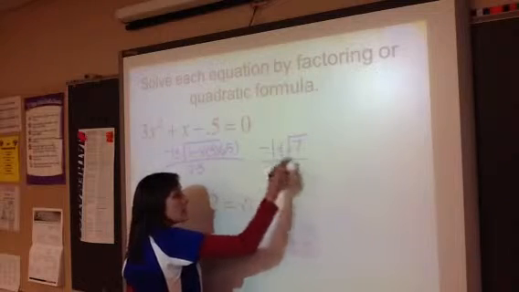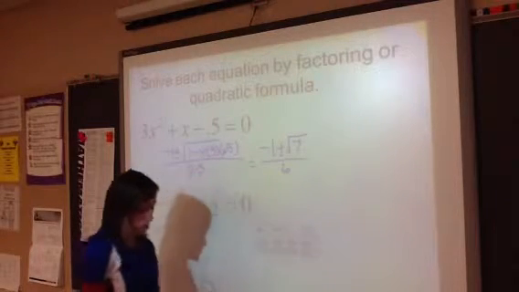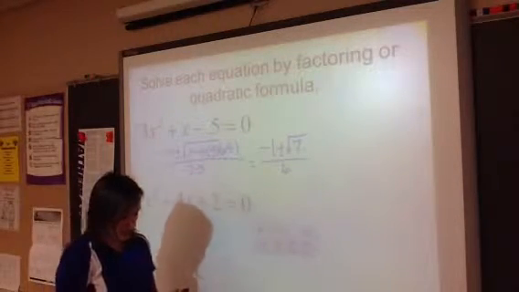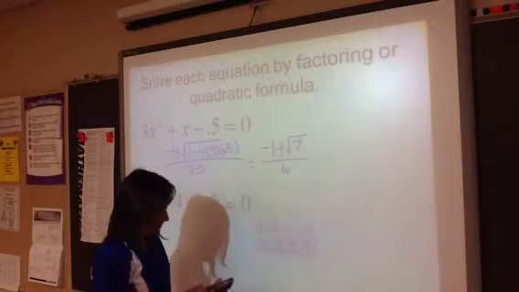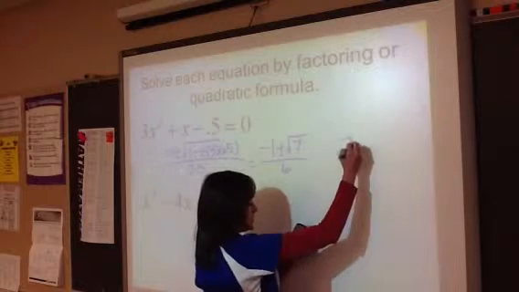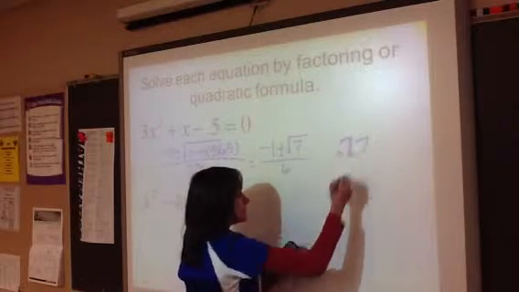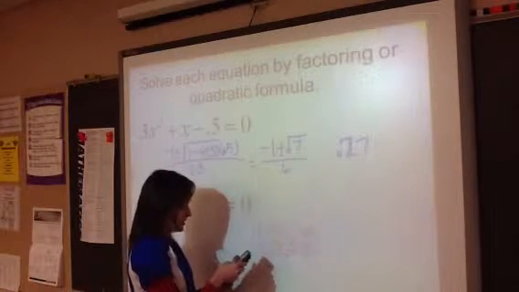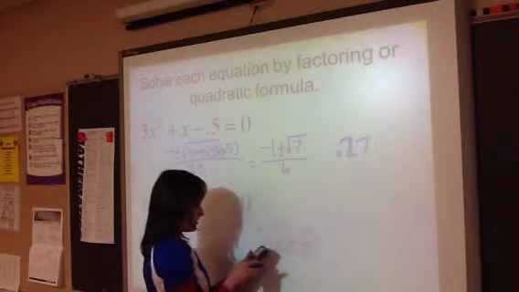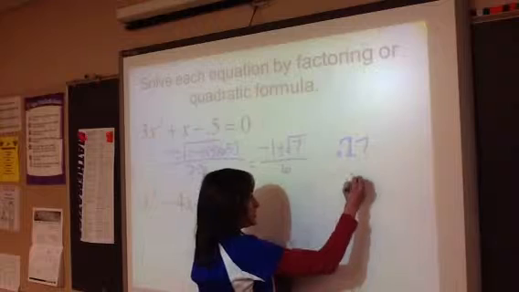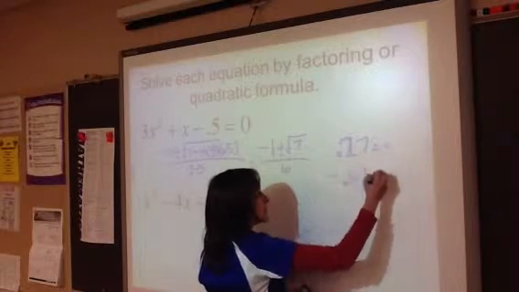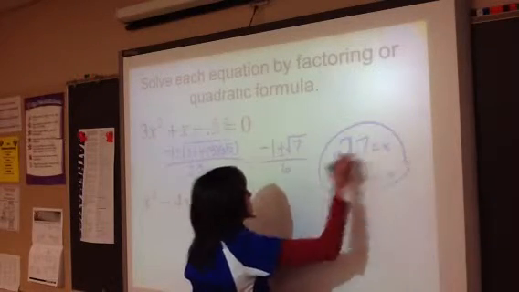You can leave that as your answer, or you can figure out what the square root of 7 is and get a decimal answer of 0.27 and -0.61. Either one I will accept.